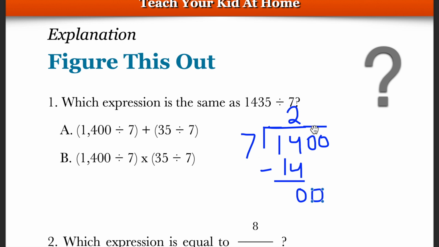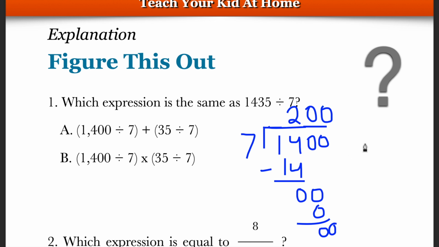I'm going to have 7 goes into 0 0 times. 7 times 0 is equal to 0. Even if we go over here, we're going to bring down this 0 right here. And we're going to essentially have 7 going into 0 0 times. So 7 goes into 1400 200 times, right? So it goes into 1400 200 times.